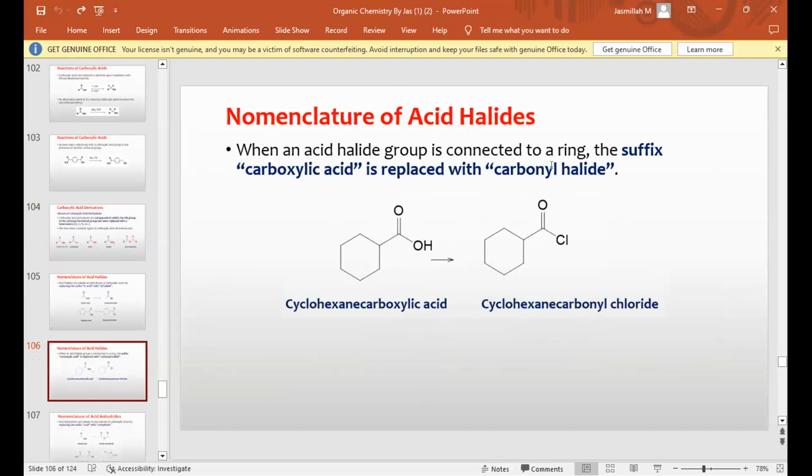Okay, nomenclature of acid halides. When an acid halide group is connected to a ring, the suffix carboxylic acid is replaced with carbonyl halide. So this carboxylic acid now becomes a carbonyl halide.